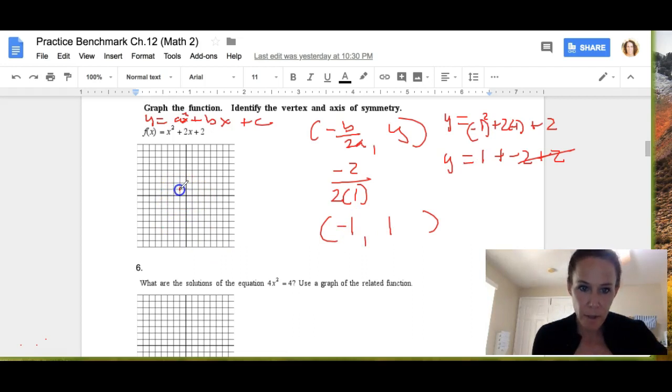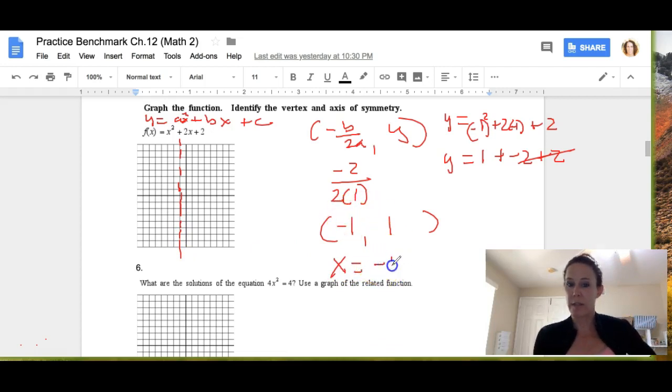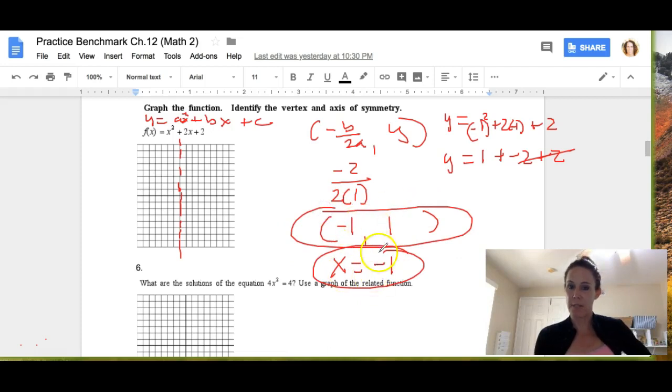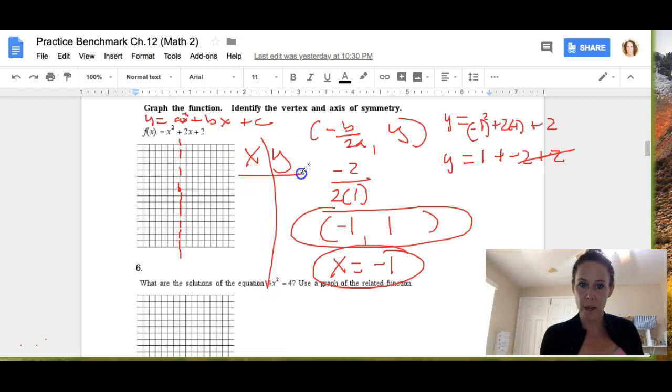Negative 1, up 1, there's my vertex. The axis of symmetry goes right through my vertex. Your axis of symmetry will always be x equals the x value of your vertex, negative 1. There's my axis of symmetry, there's my vertex. I want to see both these points. Now pick a few more x, y points to graph. So we know negative 1, 1.